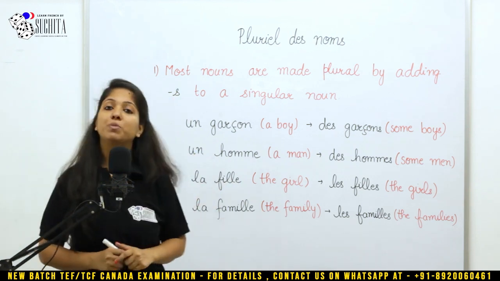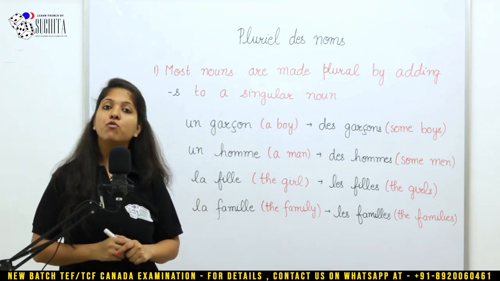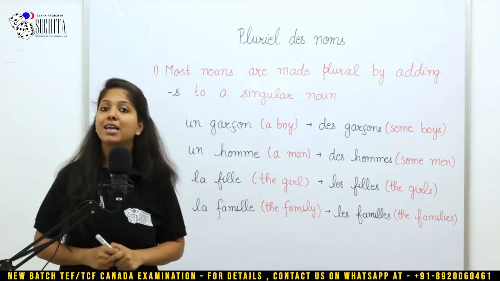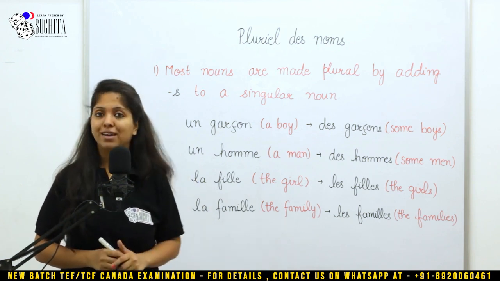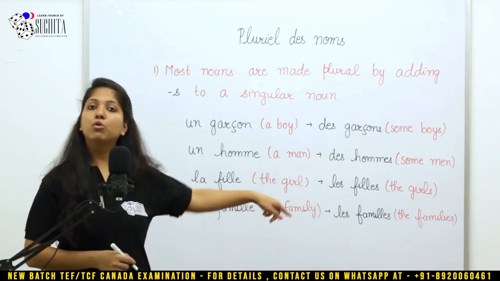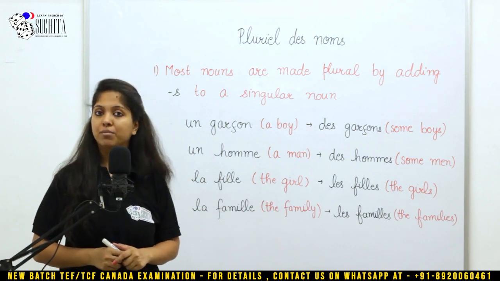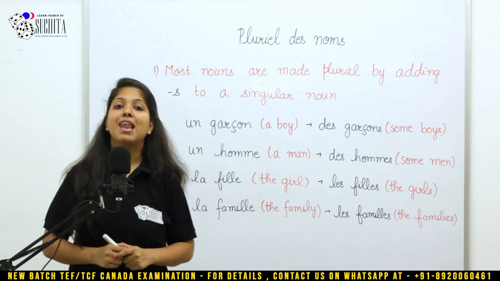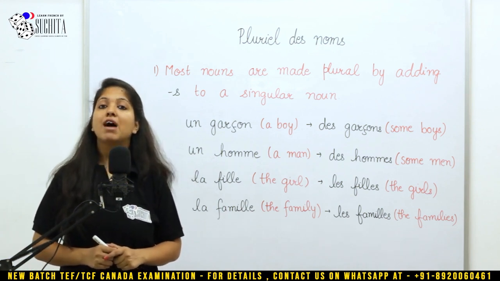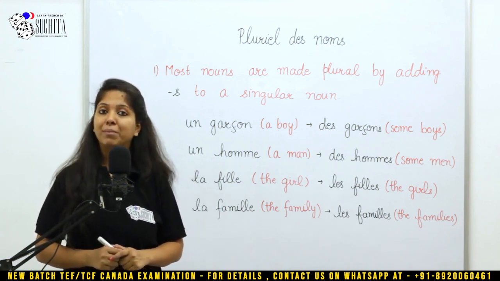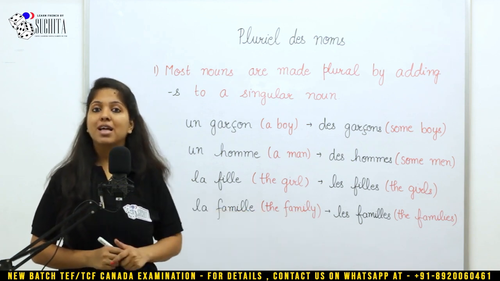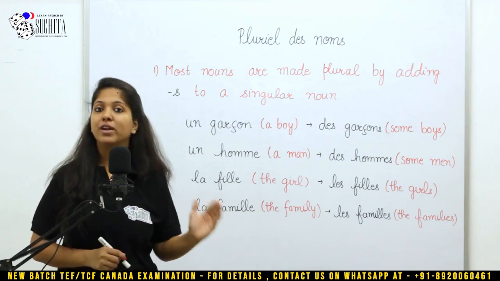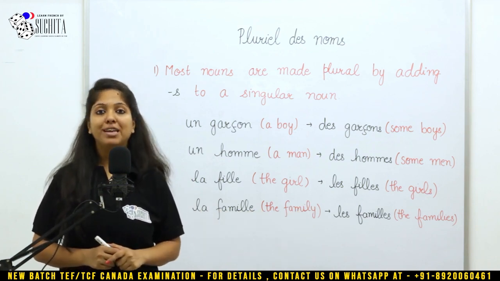Now, la fille, which means the girl. Now, the plural of la would be les, and the plural of fille would be made by adding an S. However, you will not pronounce that S. So, la fille, and the plural is les filles, the girls. The fourth example that we have is la famille. La famille, which means the family. Now, how would you make its plural? Les familles avec S, but you will not pronounce that S. So, les familles, the families.